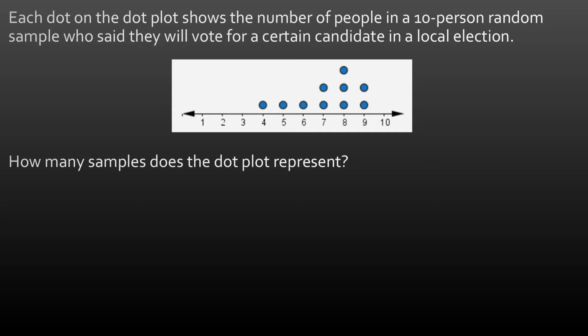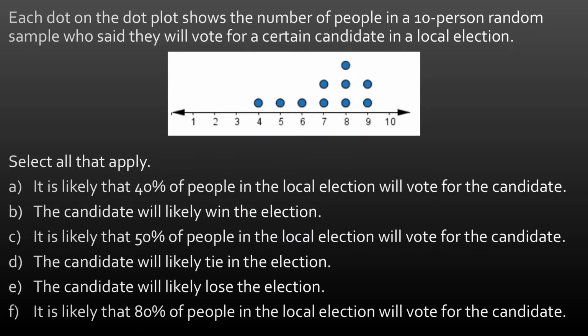Okay, well, to figure this one out, all we need to do is count how many dots we see on our dot plot. So here's 1, 2, 3, 4, 5, 6, 7, 8, 9, 10. So our answer here is going to be 10. There are 10 samples.